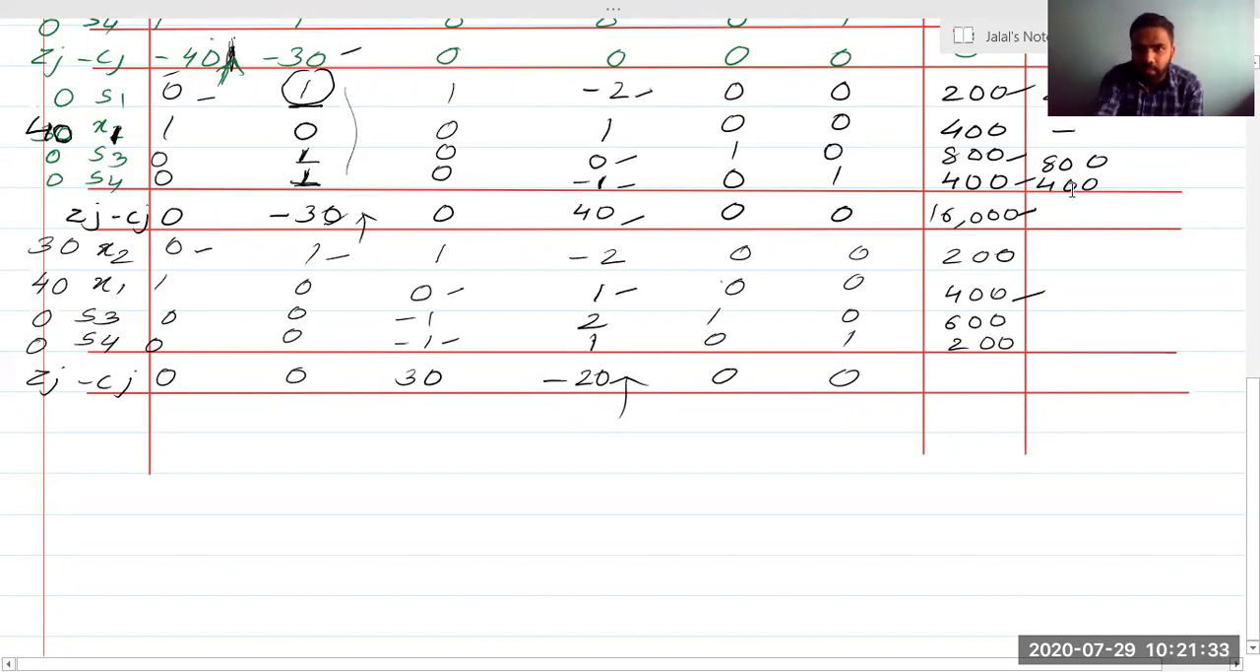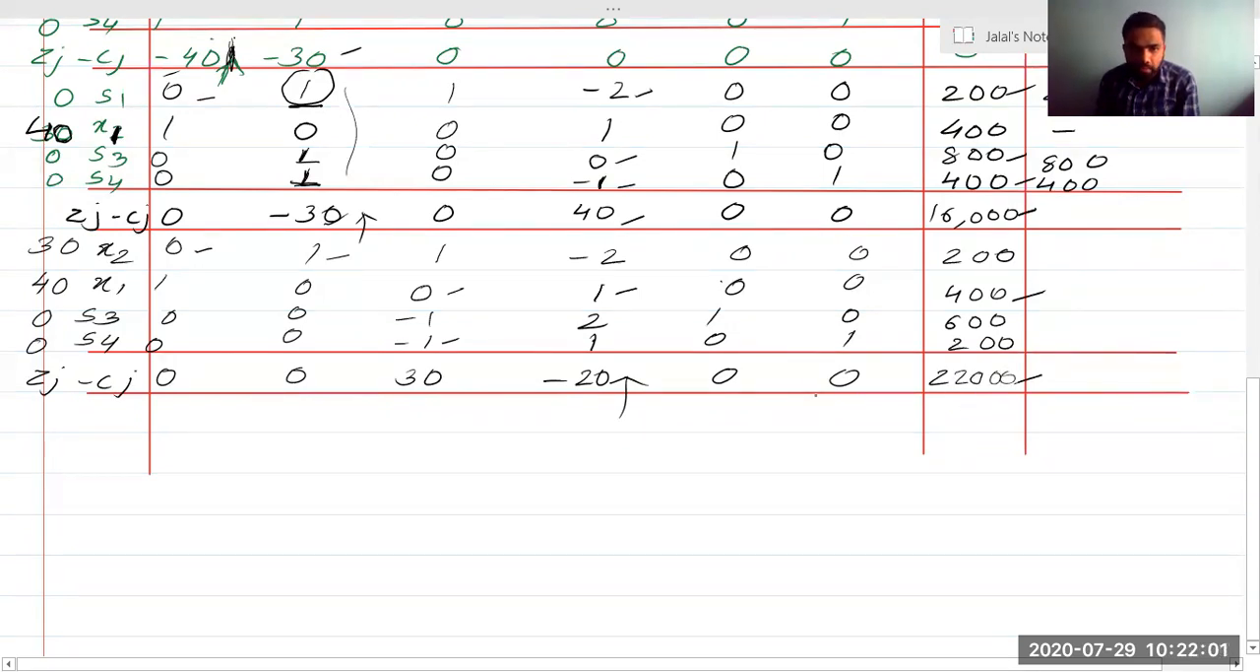Is there anyone in the chat? No. Okay. We need to find this also. We can again find this value. This will be 16,000. I hope you are able to see 16,000 minus of minus 30 will be plus 30. So 16,000 plus 30 into 200 means 6,000. So 16,000 plus 6,000 will be 22,000. You have to again divide it by the key element. So 22,000 by 1 will be 22,000, right?